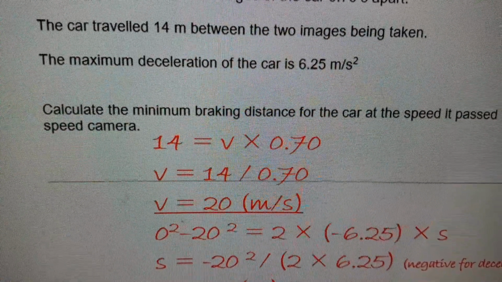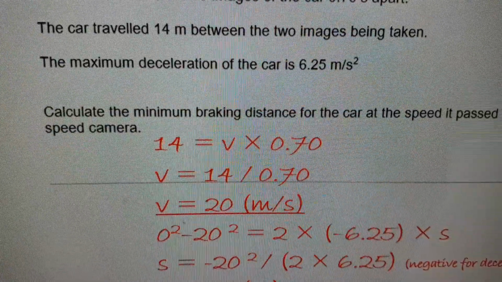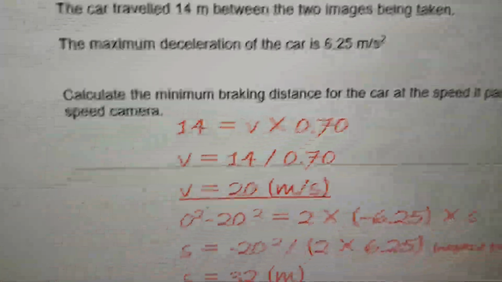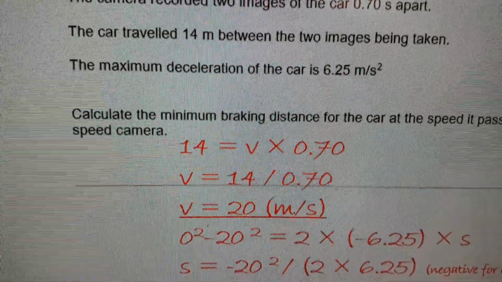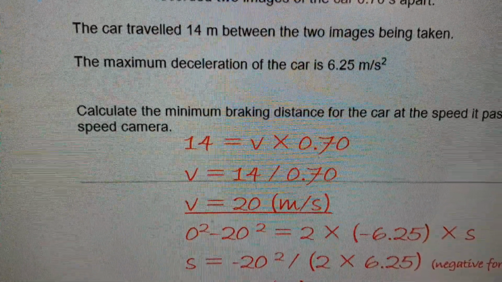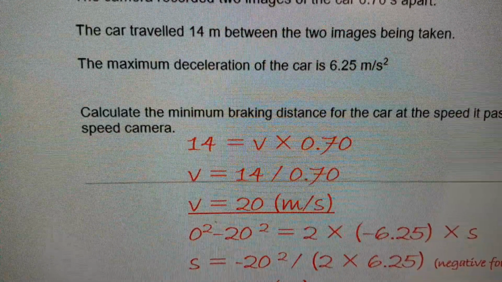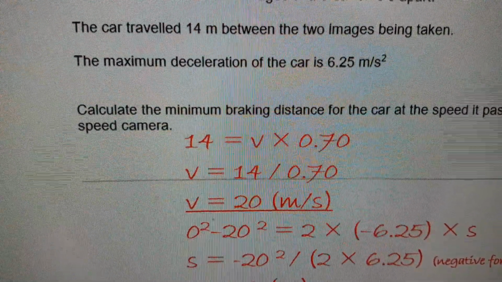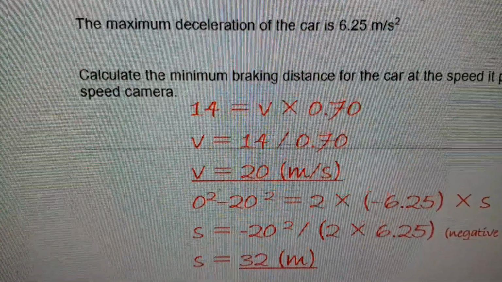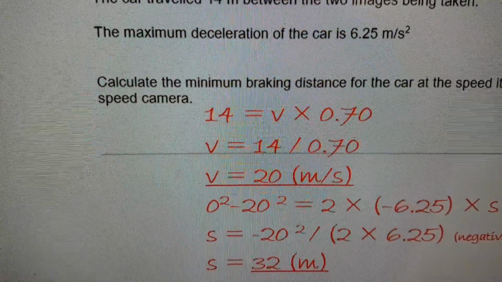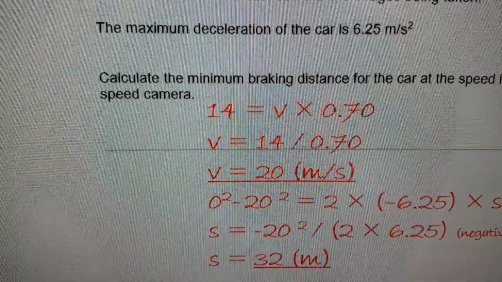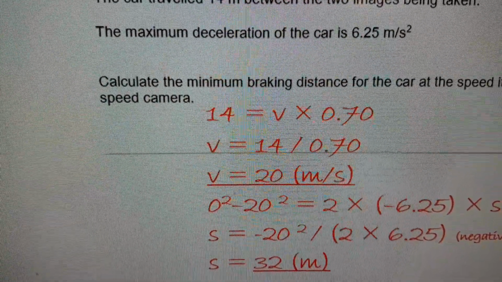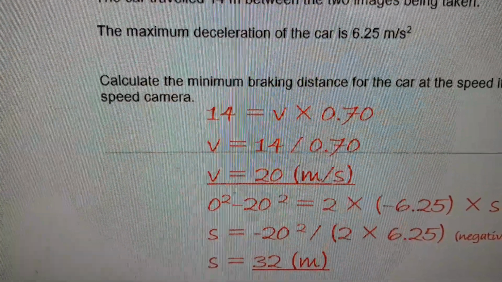So we've got minus 20 squared, and 2 times 6.25. Remember, the negative means it's deceleration. And you plug all that into a calculator. Don't do it in your head. Minus 400, which is minus 20 squared, divided by 12.5 should give you 32 metres. So it would take 32 metres for that car to stop after the thinking time. It's quite a nice one, actually.